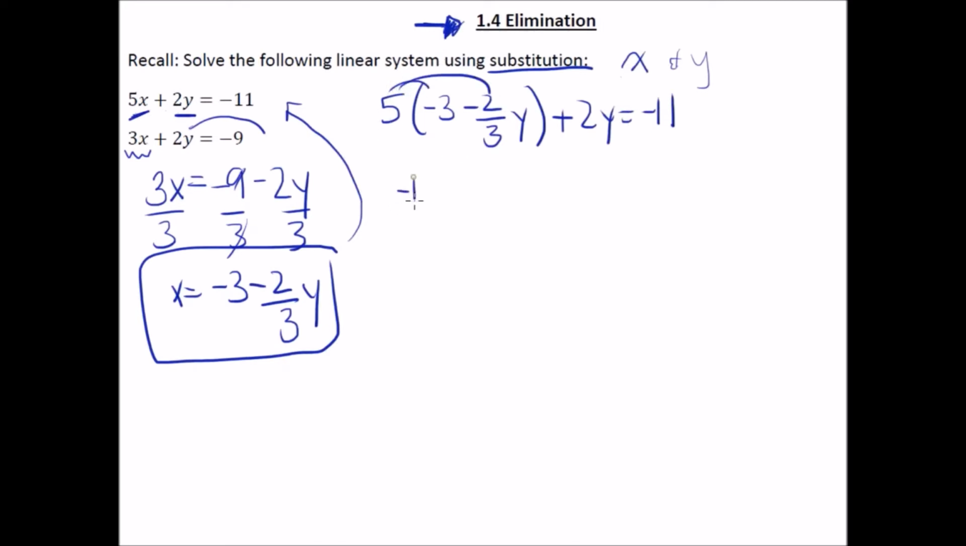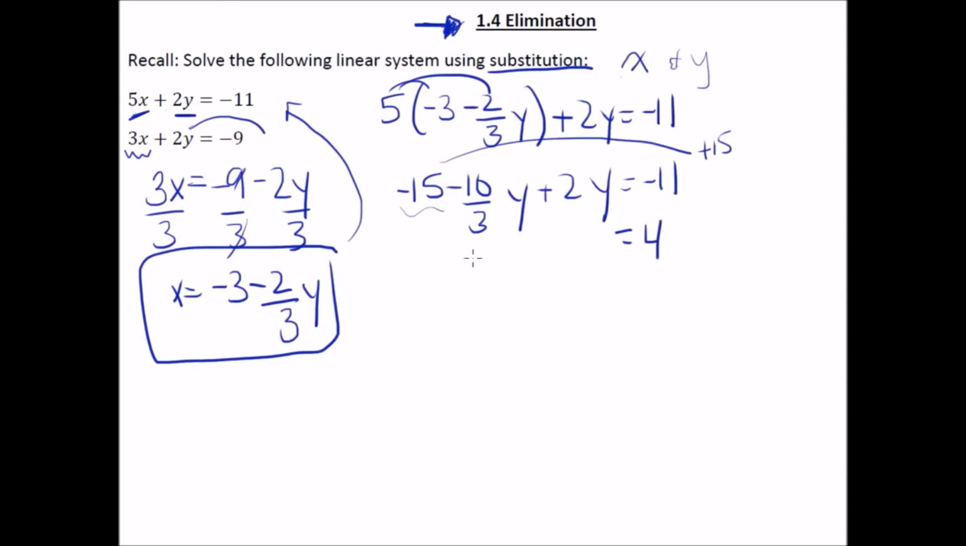Distribute in that 5, we get negative 15 minus 10 over 3y, plus 2y equals negative 11. This negative 15 can come to the other side, and we would add it. So on the right-hand side, we're left with 4. Now on the left-hand side, negative 10 over 3y plus, we would multiply that 2 by 3 over 3 if you wanted to deal with those fractions, 6 over 3y. So I get negative 4 over 3y equals 4.